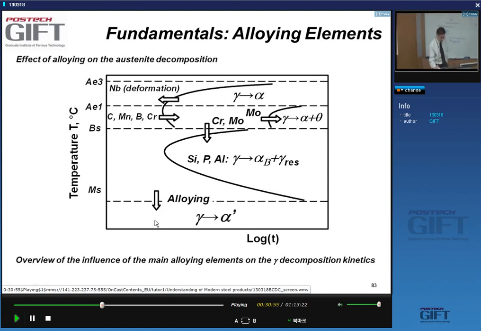I didn't talk too much about this up to now, is that when you alloy steels, in general, any alloying will depress the MS temperature. So it doesn't matter whether you add nickel or manganese or carbon, the MS temperature will decrease. It's for all the alloying elements, except two elements, cobalt and aluminum. Cobalt and aluminum will increase the MS temperature.